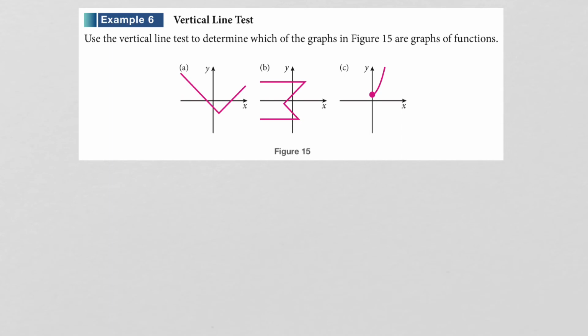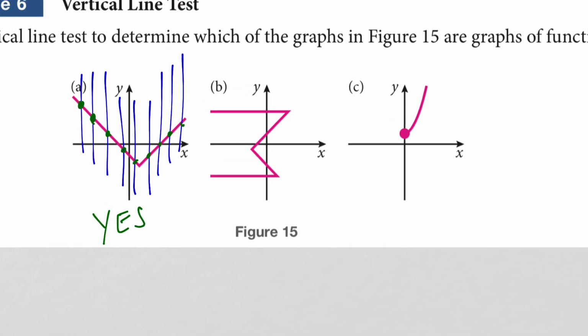So in these three, we want to use the vertical line test to determine which of these graphs are graphs of functions. What I like to do is just take my graph, so we'll take this first one here, and I'll graph a whole bunch of vertical lines, and I'll say, if I keep graphing every possible vertical line, do any of those vertical lines hit the graph more than once? And the answer here is no. Every single line that I drew only hits the graph one time. So yes, this graph is a function.